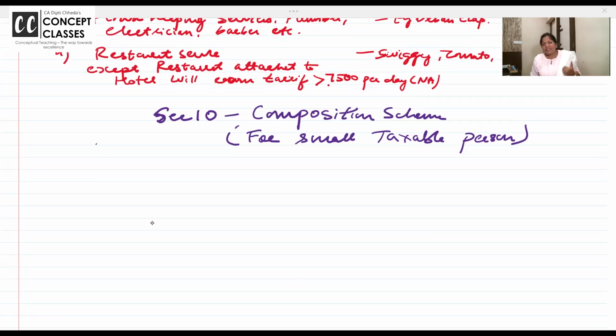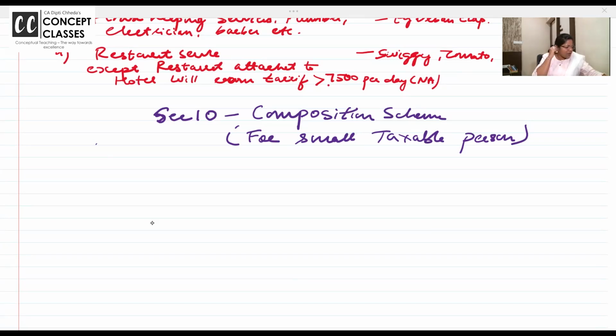Sure, it's a promise that you all will write this and share it in WhatsApp or Telegram, wherever you are connected. I think most of you have filled up the form, so we have added you in the WhatsApp group, right? Okay. So composition levy we will start with. This concept says what?